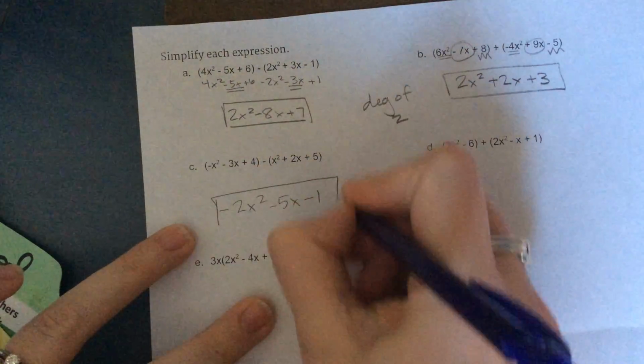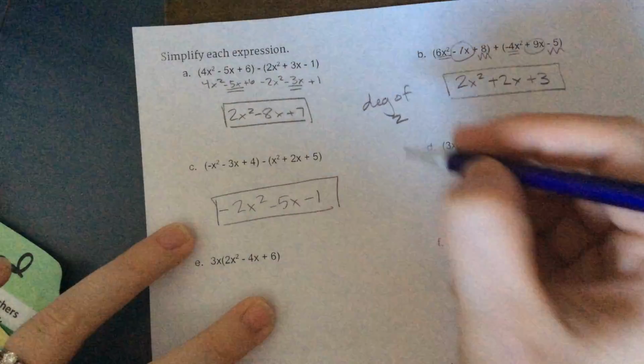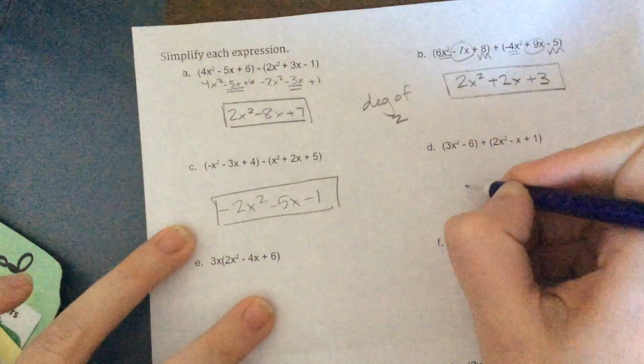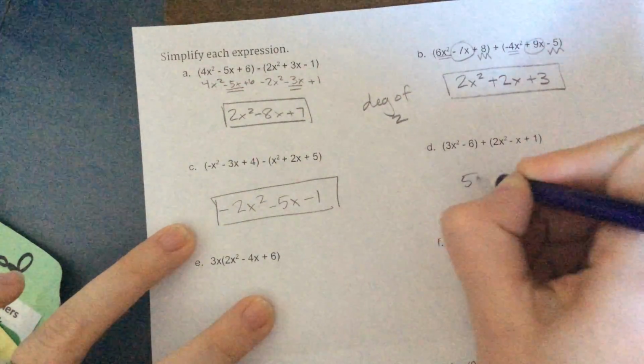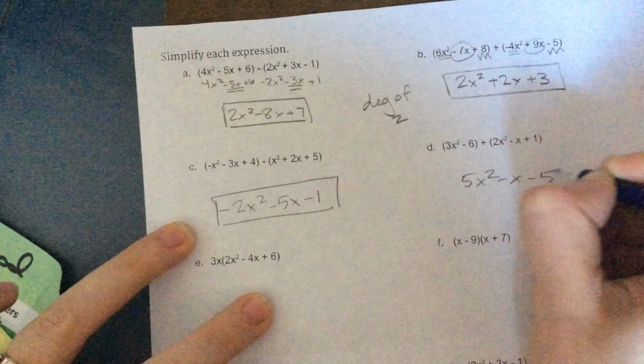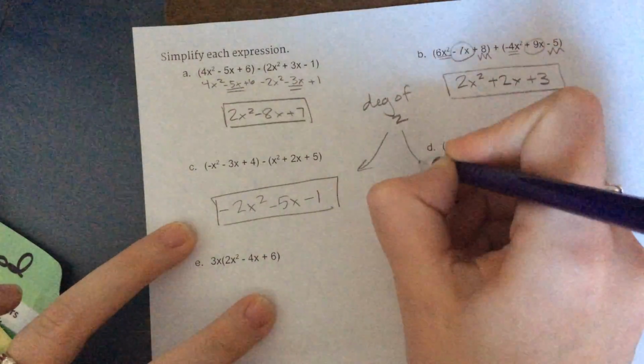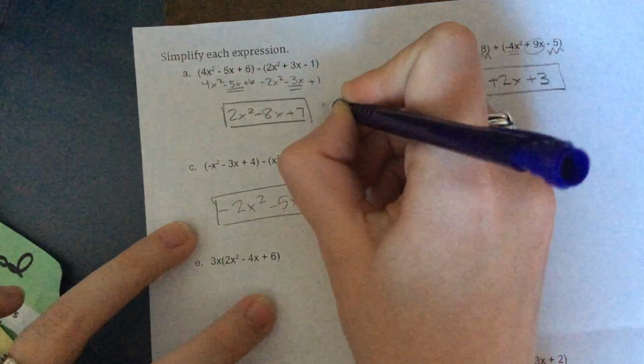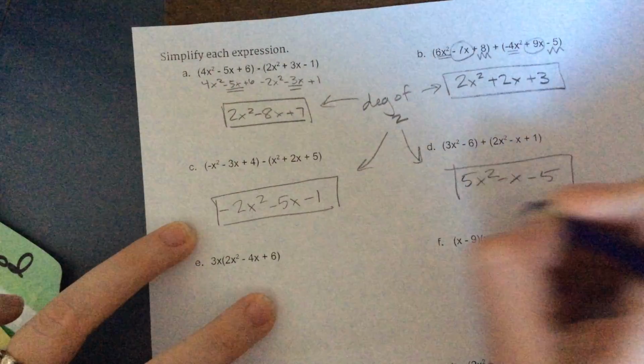Here's the answer for C. This also has a degree of 2. Here's the answer, 5x squared minus x minus 5. These all have degrees of 2. Hopefully you got those right.